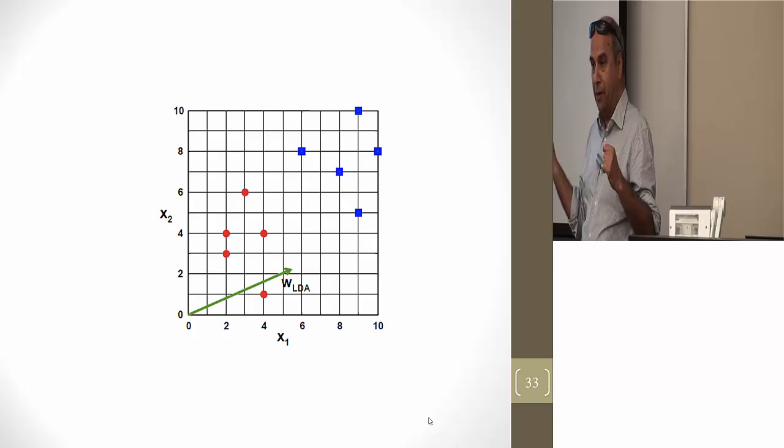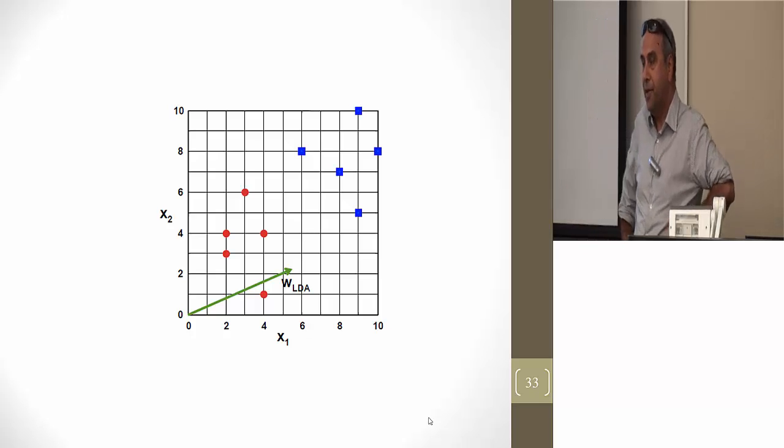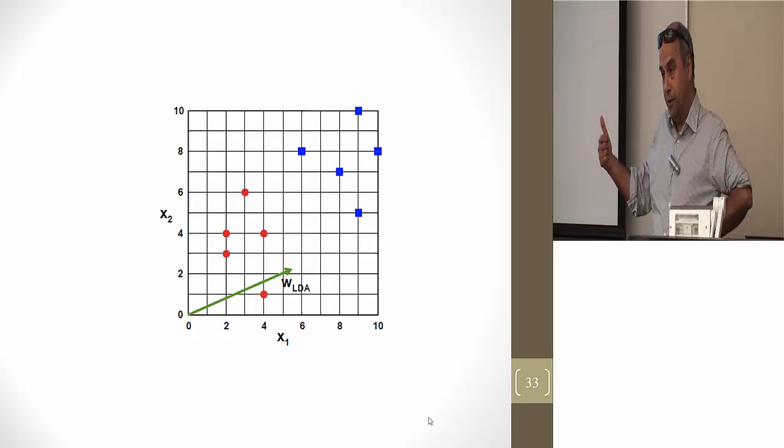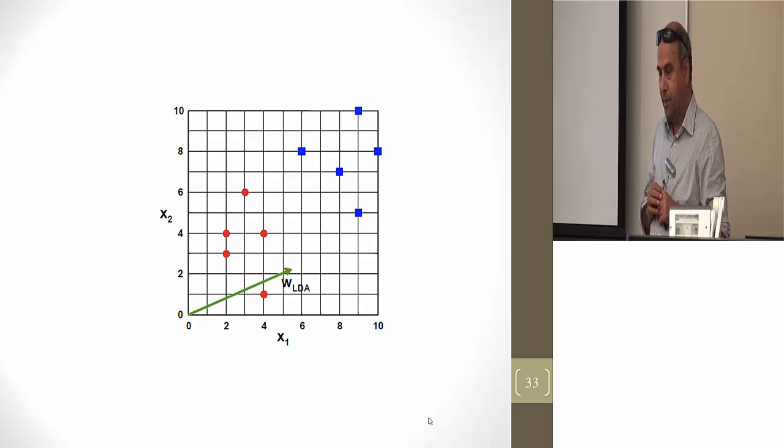Here we are getting just one vector, W, we're projecting. We can separate. But when we have C classes, we'll get C minus 1 vectors. And again, we'll take an input vector, we project to that space, the same way, and then we can separate. And it's exactly the same.